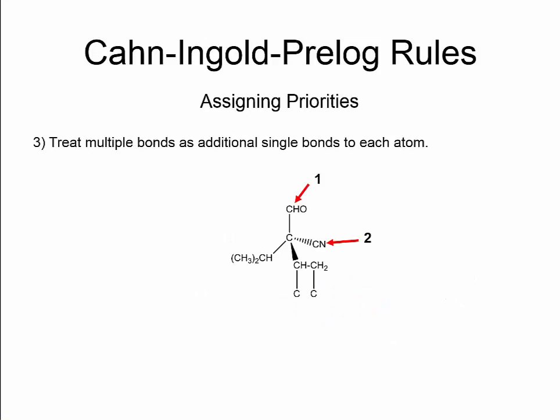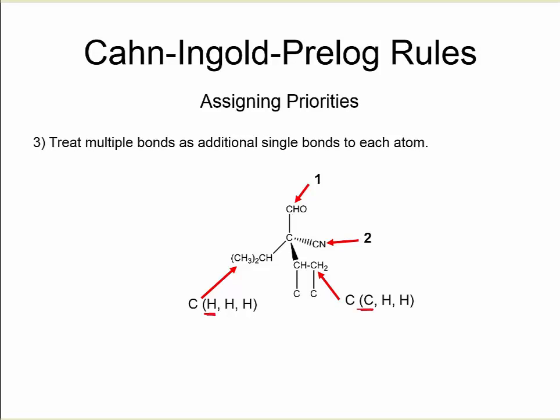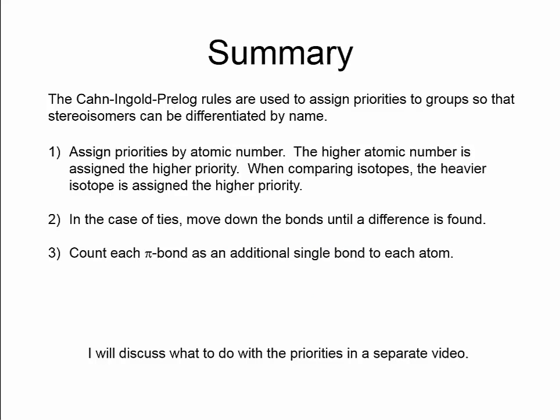Cleaning up the structure a little bit, I now need to figure out which is priority 3 and which is 4. For the isopropyl group, I have a carbon in the methyl that's bonded to 3 H's. And for the alkene, I have a carbon that is bonded to a carbon and 2 H's. A CH is lower in priority than a CC. So looking at this, my 3rd priority group is the alkene, and my lowest priority group is the isopropyl.